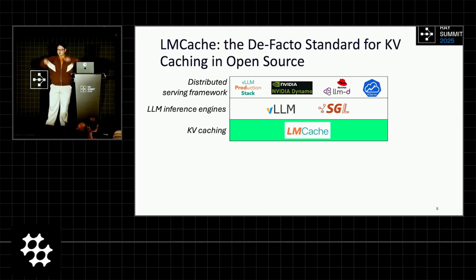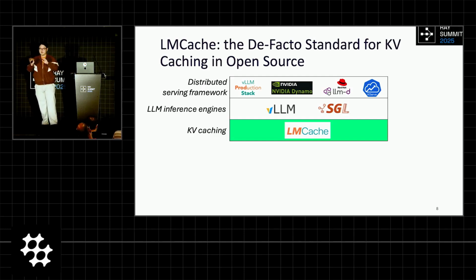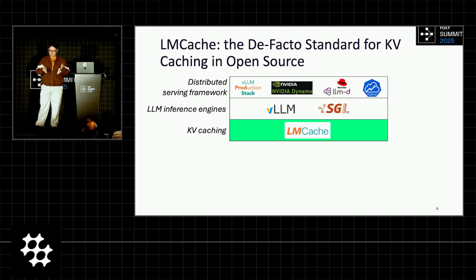Let me draw a simple layering figure to give you a sense of where LMCache is located. The top level will be the distributed serving frameworks: production stack, Dynamo, LMD, KServe, and also Rayserve. Oh, I should draw Ray here. The second level will be the LLM inference engines, and currently vLLM and SGLang are the two major players in this game. Underlying the inference engine, we're envisioning a KV caching layer that simply moves around your KV caches. And LMCache is built for this.